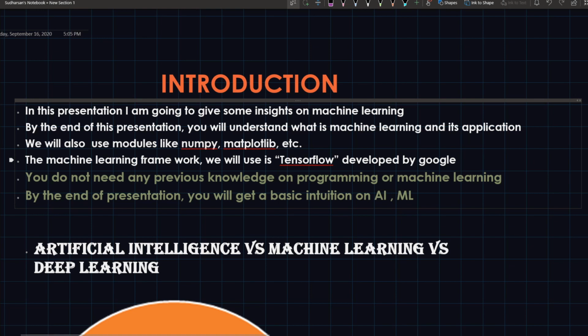This will cover from basics, and I'll go as in depth as possible to give you a good idea of what we are coding. When we go to the coding part, you will be able to understand what we are coding and what goes behind our codes. By the end of this presentation, you will get a basic intuition of machine learning. You'll also get to know the difference between machine learning, deep learning, and artificial intelligence. So let's get started.